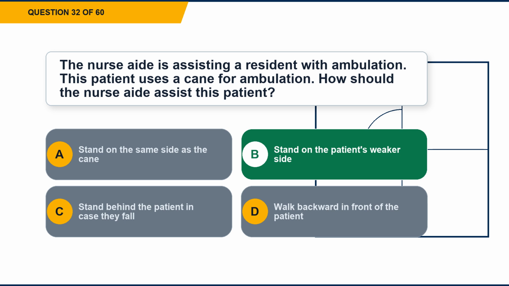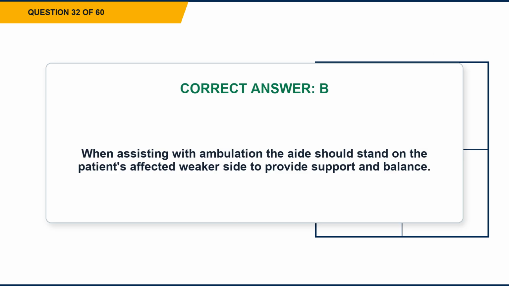The correct answer is option B, stand on the patient's weaker side. Explanation: when assisting with ambulation, the aide should stand on the patient's affected weaker side to provide support and balance.